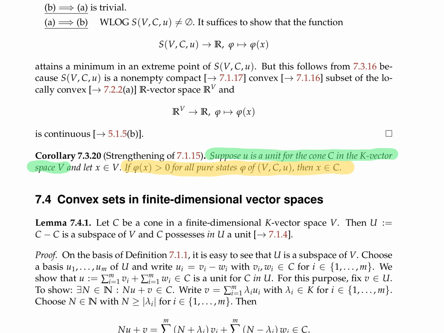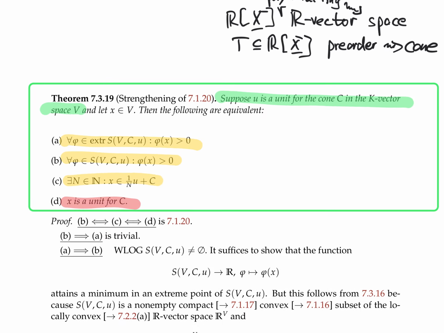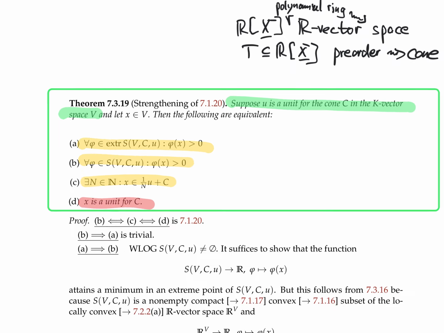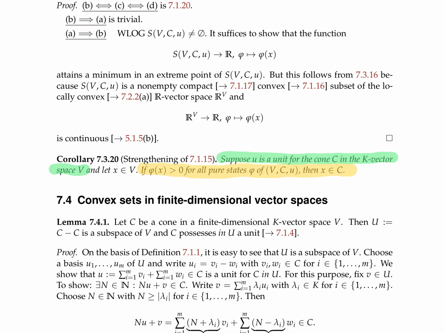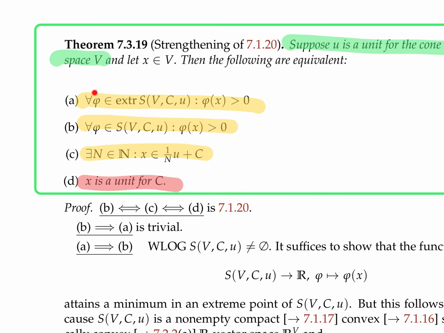The problem is a little bit that if you have a non-negative polynomial, the problem is that this theorem here somehow something stronger holds. In some sense it was a corollary to some stronger theorem where we actually saw that if this test here succeeds, then not only is x a member of C, but actually x is a unit for C. So if x is not a unit for C, we don't have any chance, right?